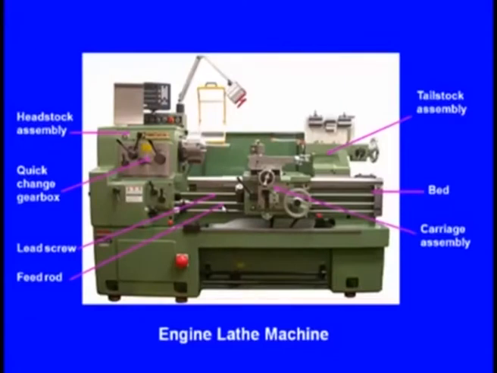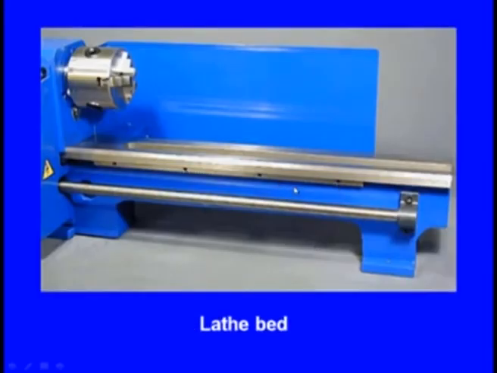Now you can see this is today's engine lathe machine, and all these components, the bed, the legs, the tailstock, and many components of the lathe machine are manufactured by metal casting. This is the lathe bed. So this lathe bed looks like this, and this is manufactured by metal casting.